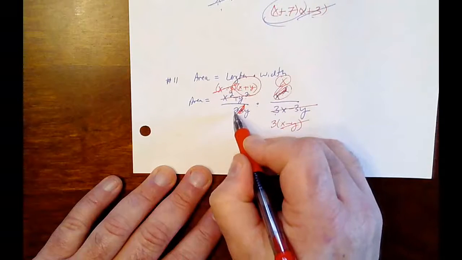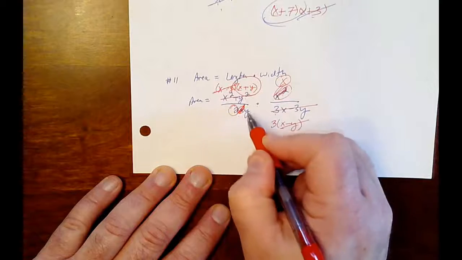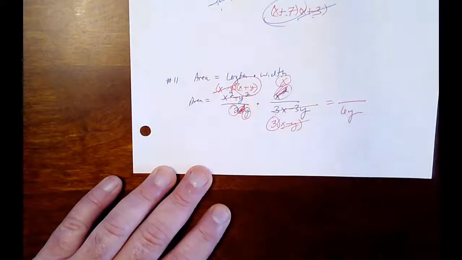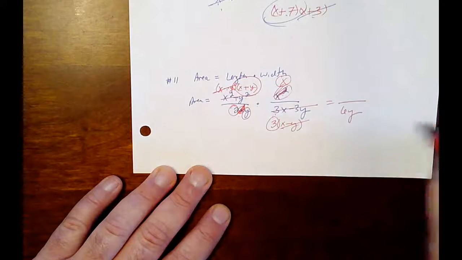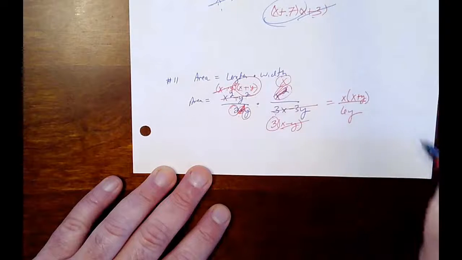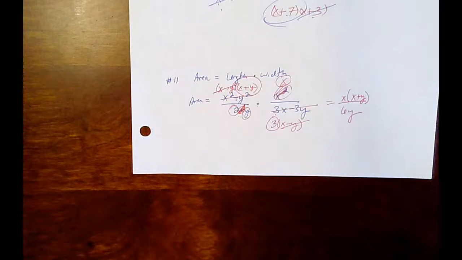Down here you have a 2, a y, and a 3. Put them together, 2 times 3 is 6y. On top you have an x and an x plus y. So when you work that out, that's the answer that you'll get.